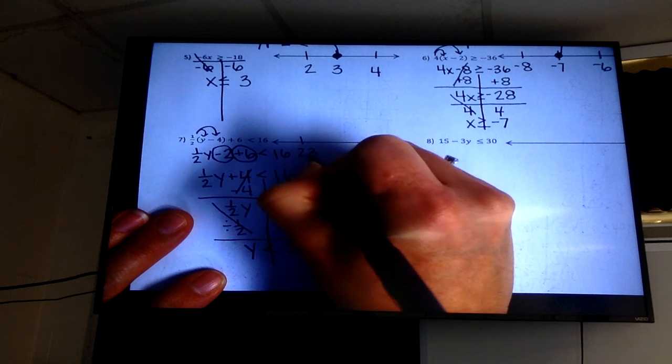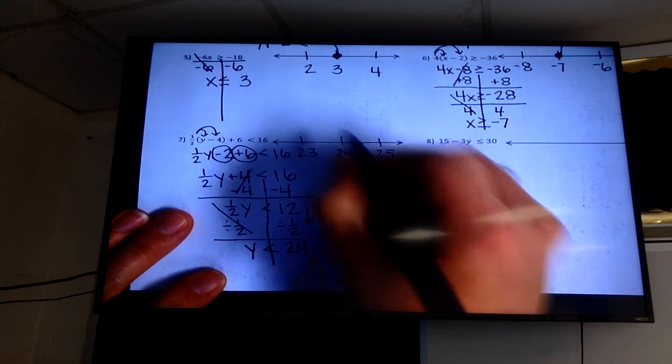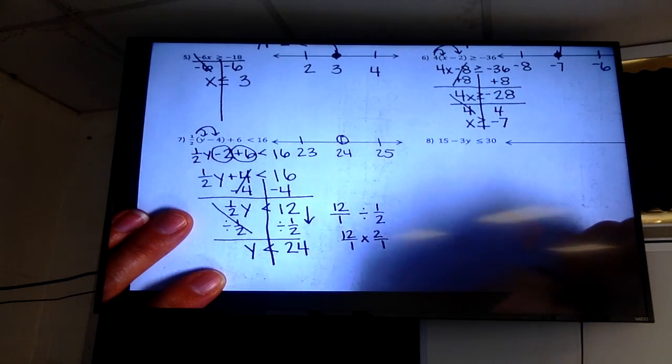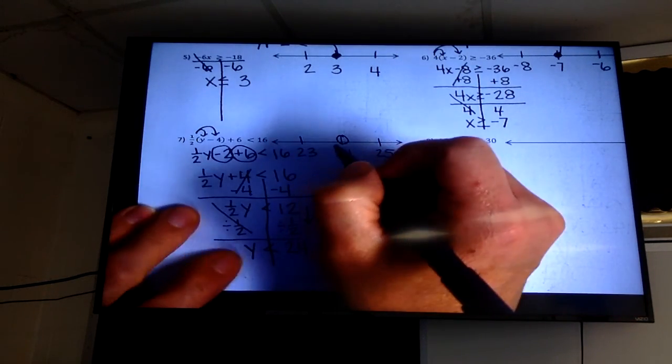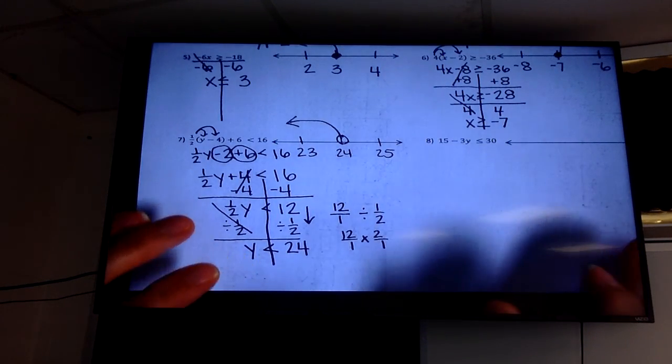Okay, so when I do my number line, I'm going to have 23, 24, 25. It says is less than. It doesn't say equal to, so that's an open circle. Variables on the left, the arrow's pointing this way, so I know I need to shade to the left.